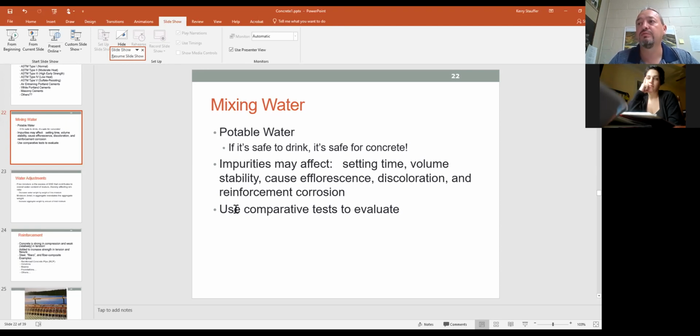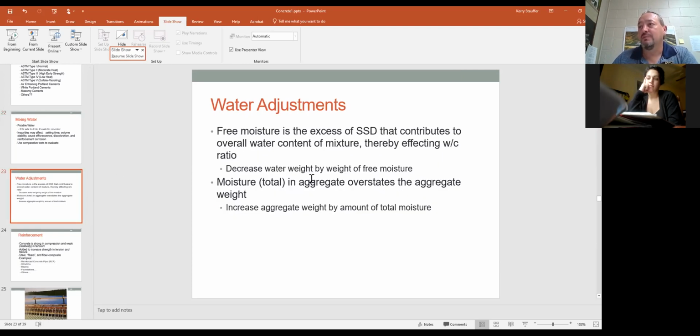And if you think it's a problem, you can do comparative tests to see what effects the water might have. As far as the amount of water and any type of adjustments, we'll talk about this a little bit in the lab. Stockpiles are generally kept outside. So when we do a concrete mix design, and we'll do this on Monday, we assume that the aggregates are at saturated surface dry. Now we kind of know what that is based on the notes in chapter 2.